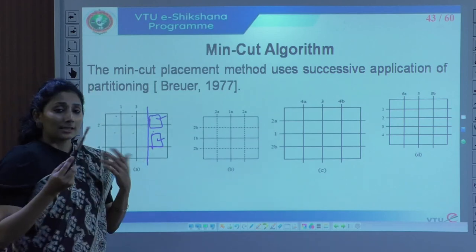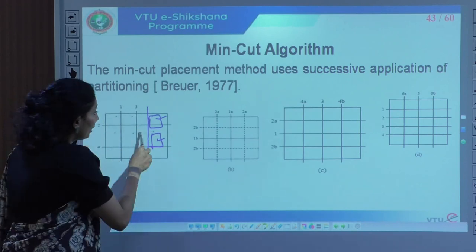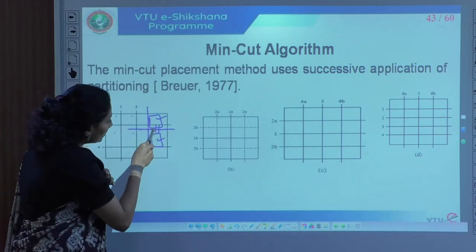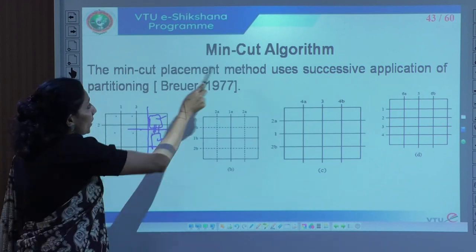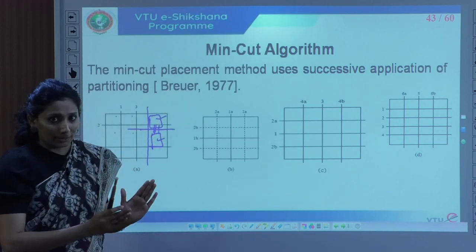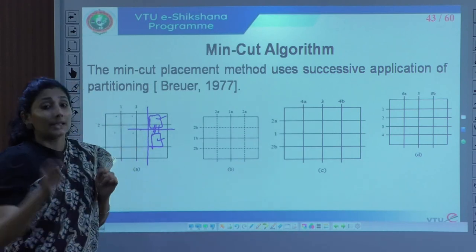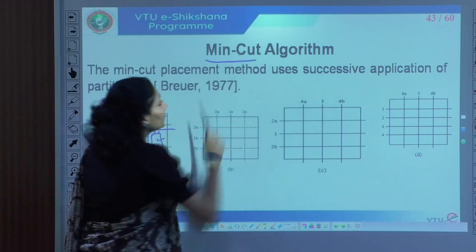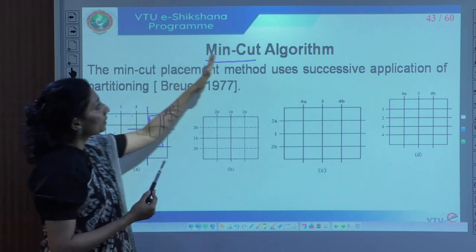Now how well I can partition, so that I already have a floor plan, and when I put these two blocks into say one single location, there is no interconnection being cut, okay. If these two blocks are separated by a cut, there will be some interconnect information being cut by this process, right. So when you are going for partitioning of the entire chip area for placement, we have to see that there should be a minimum number of interconnects between the blocks to be cut due to the partition. That objective is called the min cut objective. So an algorithm following such an objective is called a min cut algorithm.